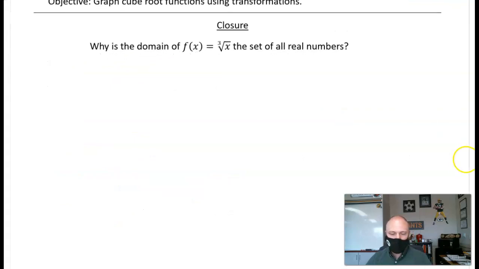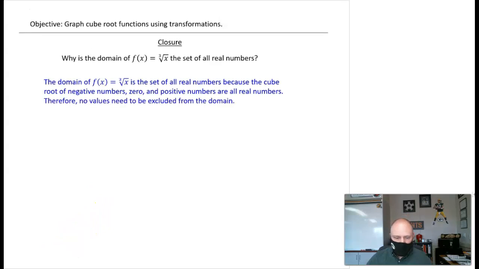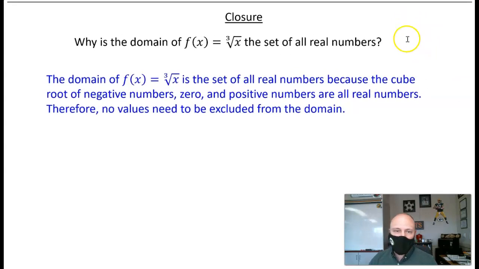Closure. Why is the domain the set of all real numbers for the cube root function? Think about that. I'll show the response in a second. Okay, here is the answer. The domain of f of x is the set of all real numbers because the cube root of negative numbers, 0, and positive numbers are all real numbers. There's no need for these values to be excluded from the domain.